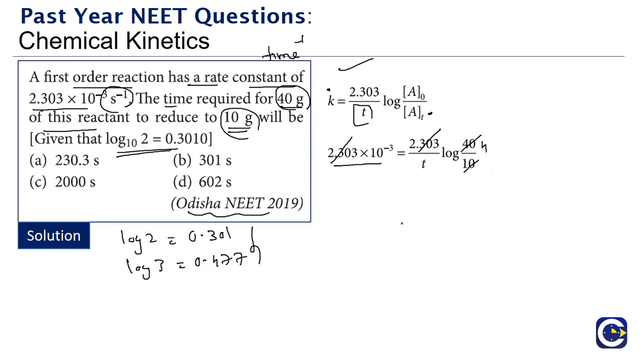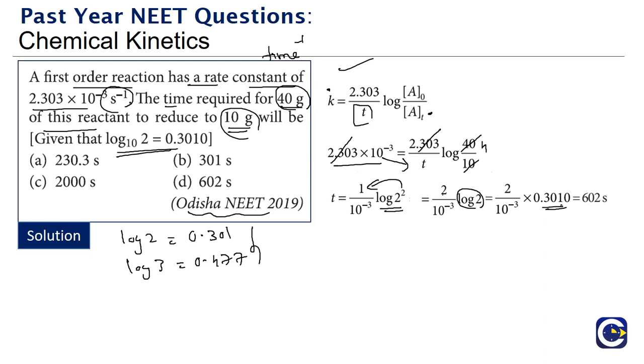We are left with log 4. On rewriting it, T will be equal to 1 by 10 power minus 3 times log 4. Log 4 can be written as log of 2 square, and this can also be written as 2 times log 2. So T is 2 times log 2 divided by 10 power minus 3, and the log 2 value is 0.3010. So 2 into 0.3010 is 0.602, divided by 10 power minus 3. When it goes to the numerator it becomes 10 power 3. So 0.602 into 10 power 3 is 602.